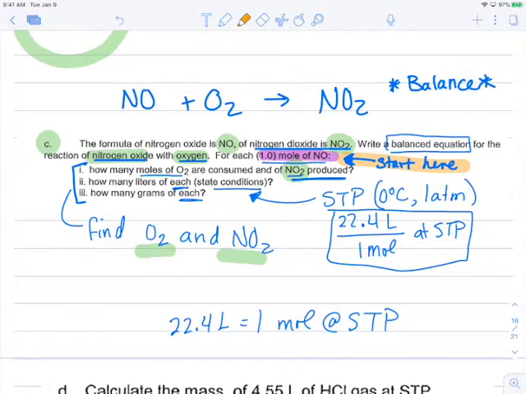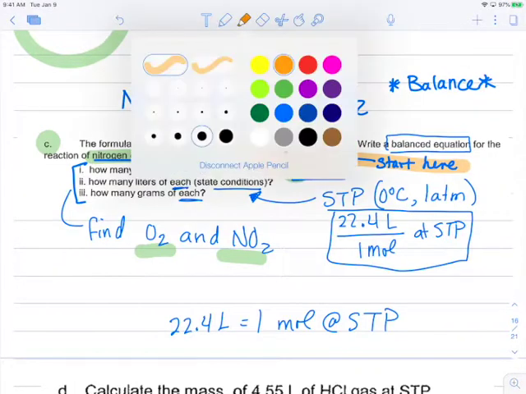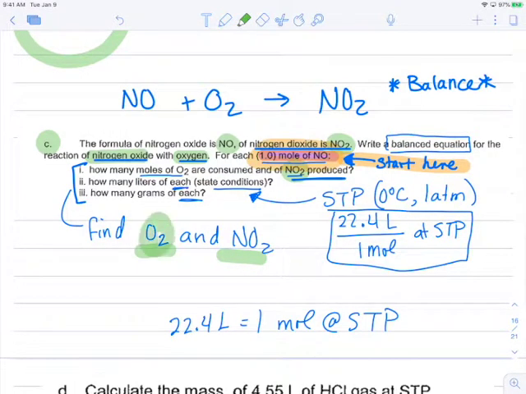For part 1, the most common mistake that I see is people just give me the coefficients in the balanced equation. So you need to actually calculate it out starting with that 1 mole of NO and then do your mole to mole conversion. And again, you're going to do it twice. It doesn't really matter the order, but let's just say the first time will be O2 and the second time will be NO2. But make sure you do it twice. And again, it's a mole to mole conversion. So questions on part 1 here?